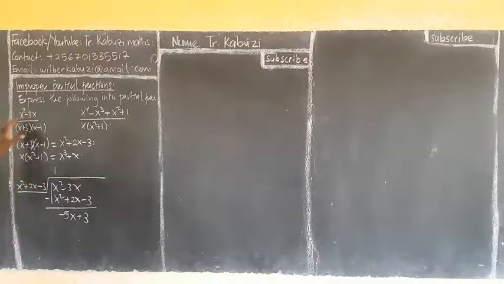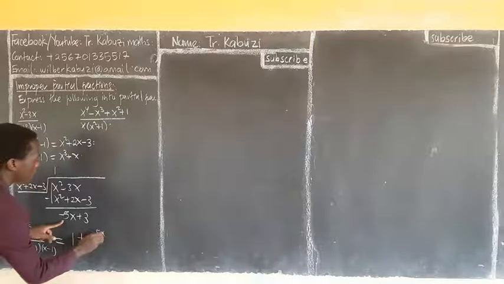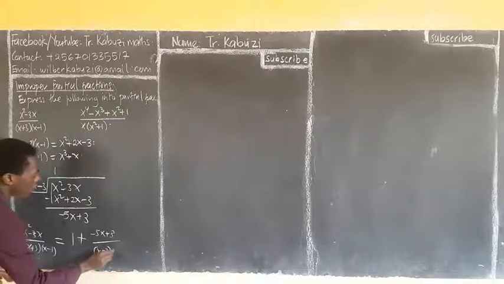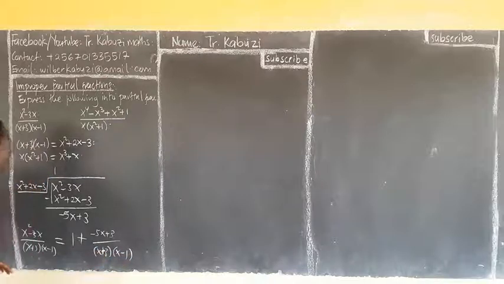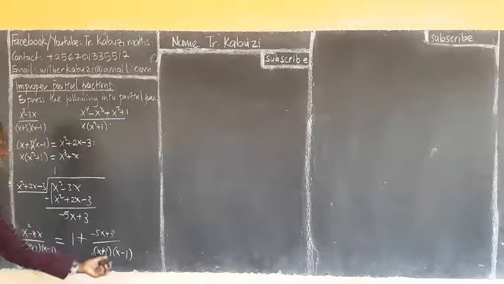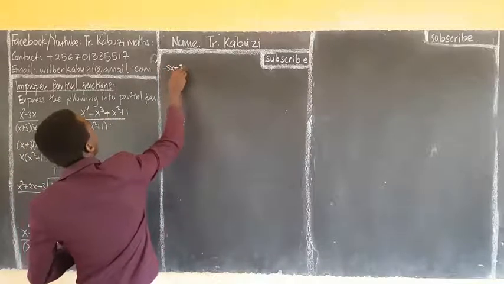So meaning that now the whole of this is equal to the quotient, then plus the remainder over the divisor. But our divisor is the same, x plus 3, then x minus 1. So after doing that, members, the next thing is we consider this, where this is the linear and this is the linear denominator. So we consider now this: negative 5x plus 3.